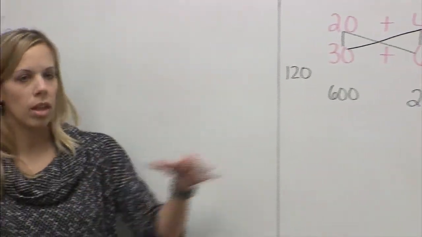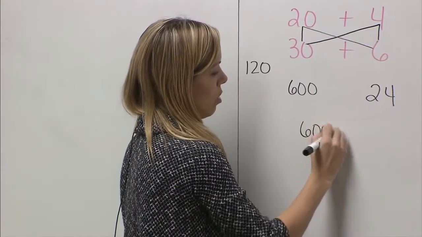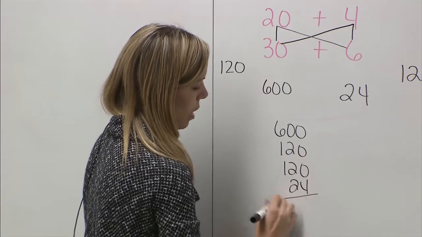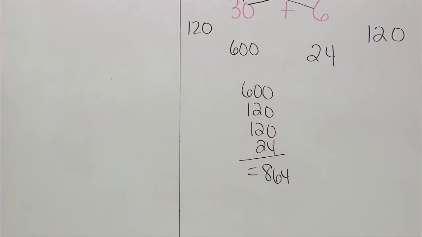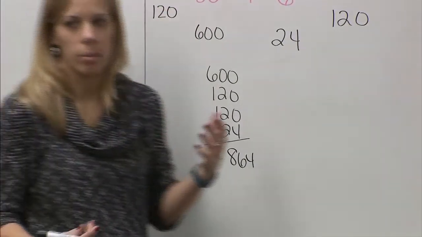And then just like we did in the last one, now I'm going to add all of these together. So the 600, the 2 120s, and the 24. And that's 864. So it's similar to this, but instead of using a box, we're just making a bow tie.